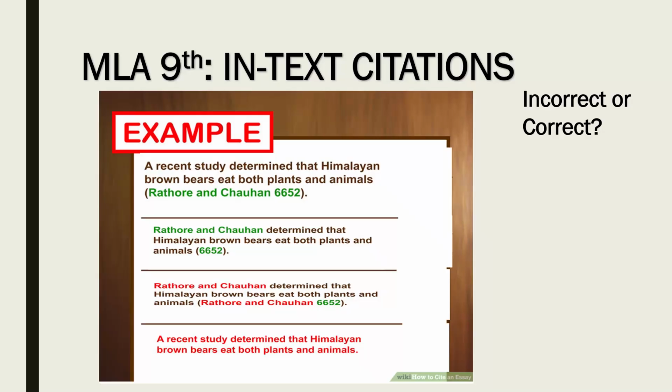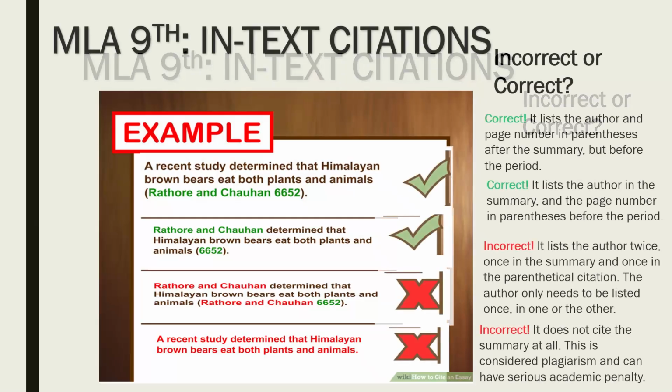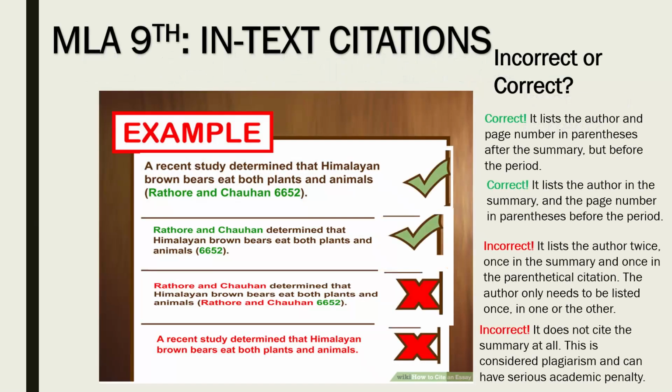So now let's see which of these are correct. If you said the first two examples are correct, you're right. In the first example, the authors and the page number are in parentheses but before the period, which is correct. In the second example, it lists the authors in the summary and the page number in parentheses before the period, which is correct. In the third example, the authors are listed twice, once in the summary and again at the end of the sentence, which is incorrect.